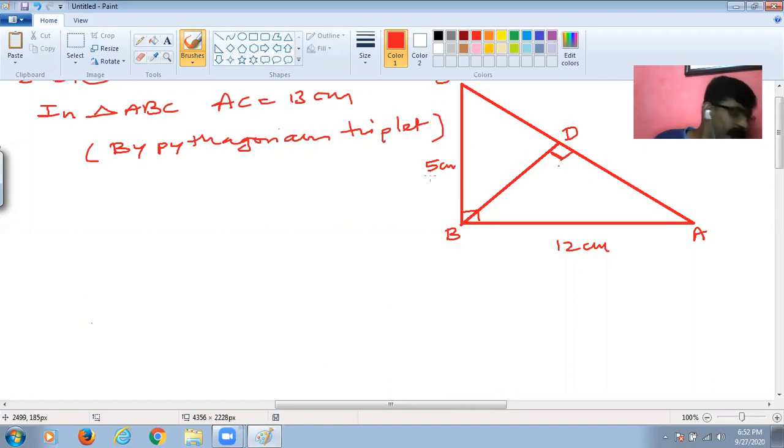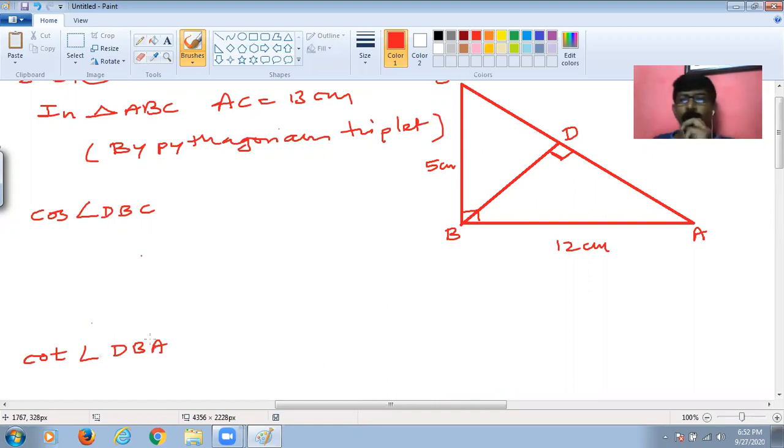And what exactly do we have to find? We are supposed to find two things over here. First, cos angle DBC. And second, cot angle DBA. These are the two things we have to calculate, students.